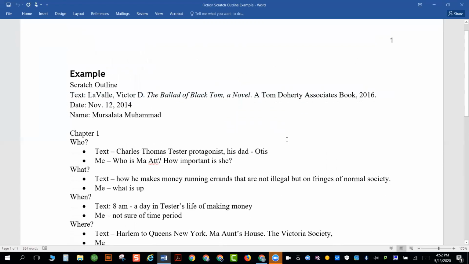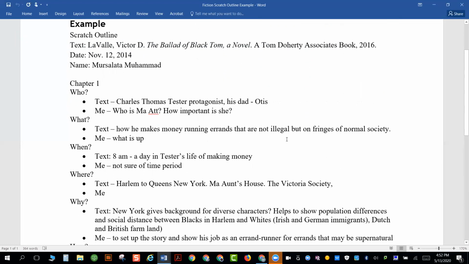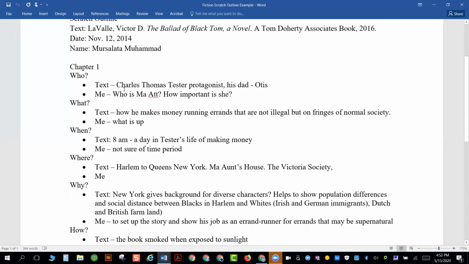So to see an example of this, let's look at my short example of Lavelle's chapter 1. So the text: who? The protagonist, that's the most important person, is Charles Thomas Tester and his dad, Otis. And a question I had, because there's another character here, Ma'at, is how important is she? I don't know. It's the beginning of the book. But she seems kind of creepy, and she might pop up again.